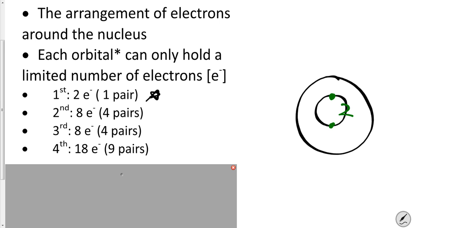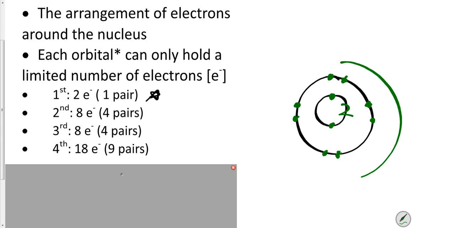The next orbital can hold 8 electrons. 1, 2, 3, 4, 5, 6, 7, 8. You may wonder why I went around and did it like that. Trust me for now, we'll explain it in more detail later on when we actually get to bonding. What I will say is start in one position and we kind of go above the side, below the side.